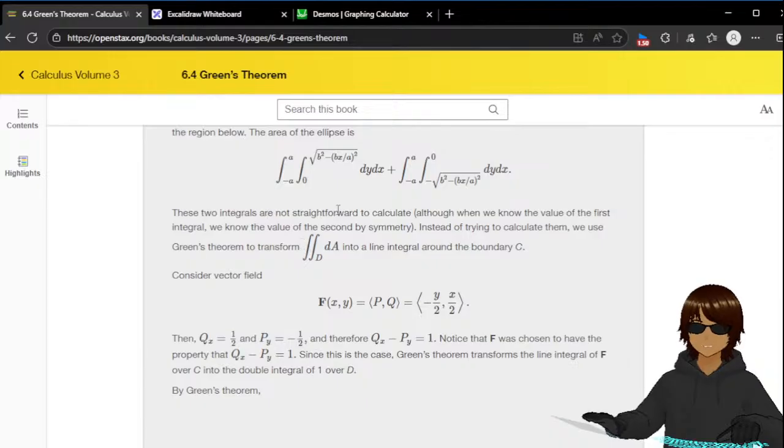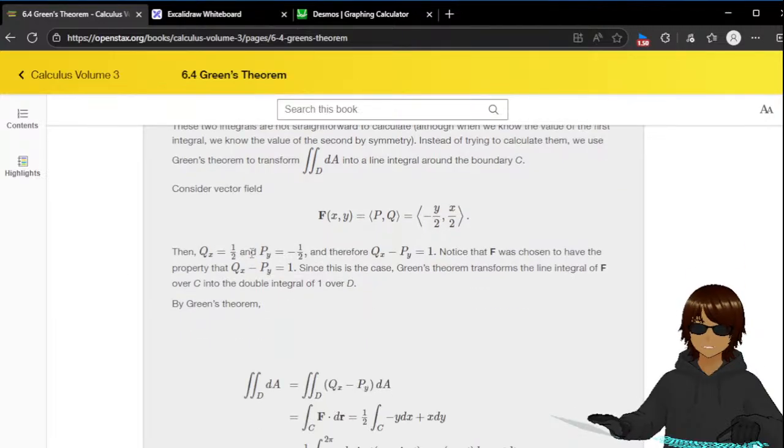These two integrals are not straightforward to calculate. Instead of trying to calculate them, we use Green's theorem to transform this into a line integral around the boundary C. Consider the vector field minus y over 2, x over 2. Then we have Q_x and P_y. Therefore, Q_x minus P_y is equal to 1.